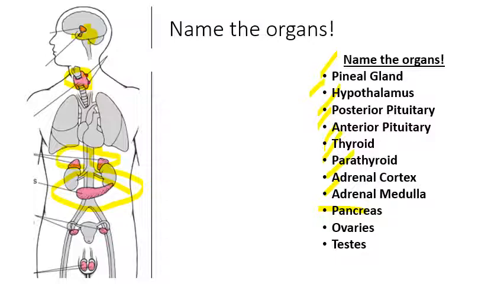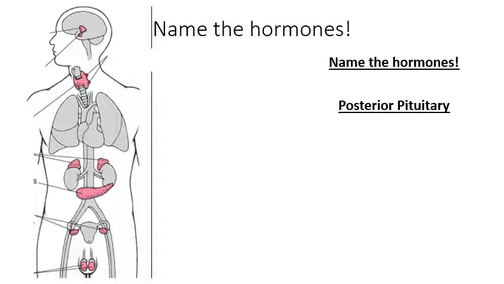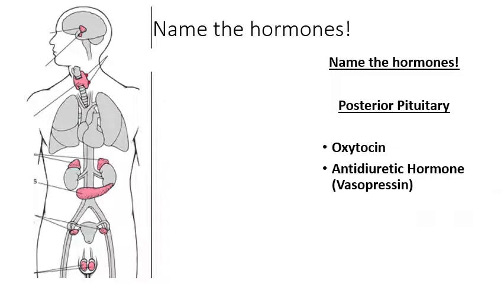And this diagram is showing both the male and the female gonads. So the ovaries are located here on either side of the uterus, and the testes are located here. Okay, can you name the hormones that are produced by the posterior pituitary gland? You can stop the recording and see. All right, the answer is oxytocin and antidiuretic hormone, also known as vasopressin.